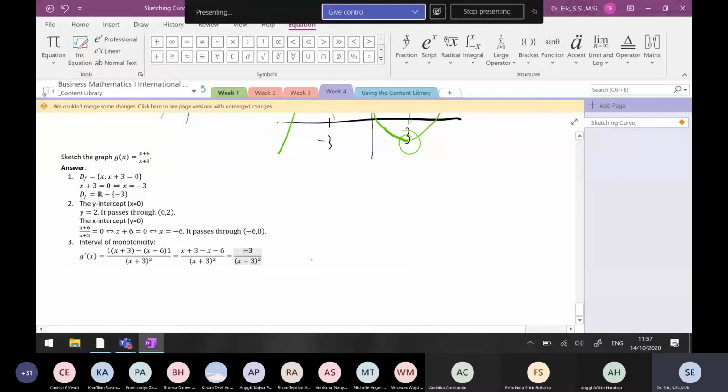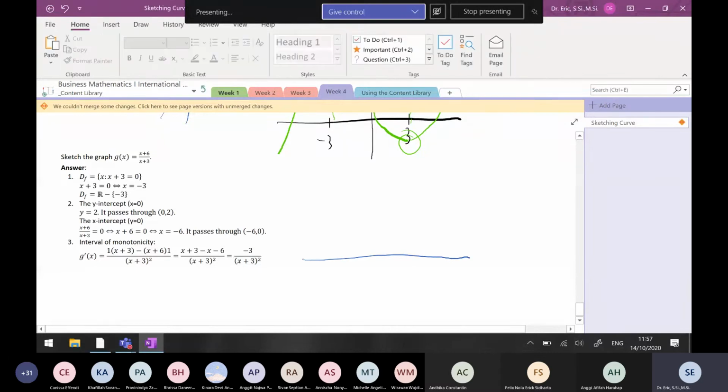And how do I find the interval of monotonicity? Don't forget, the sign can only change at the zeros of the numerator and the zeros of the denominator. x cannot be minus 3, so it cannot be included. You can check this is minus, and you can check this is minus.